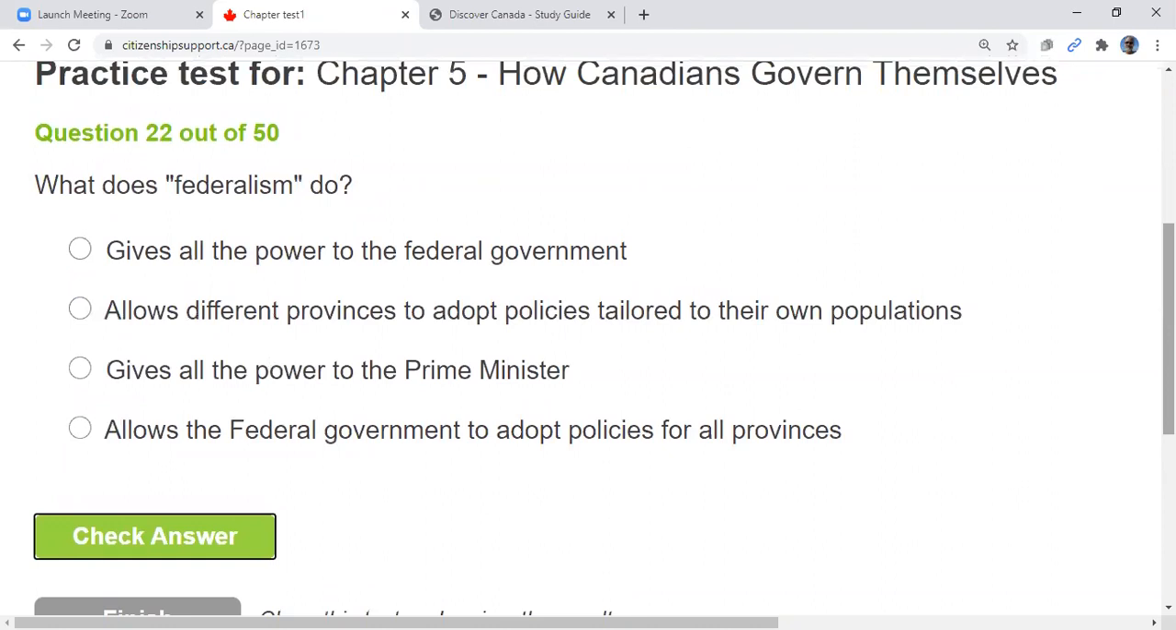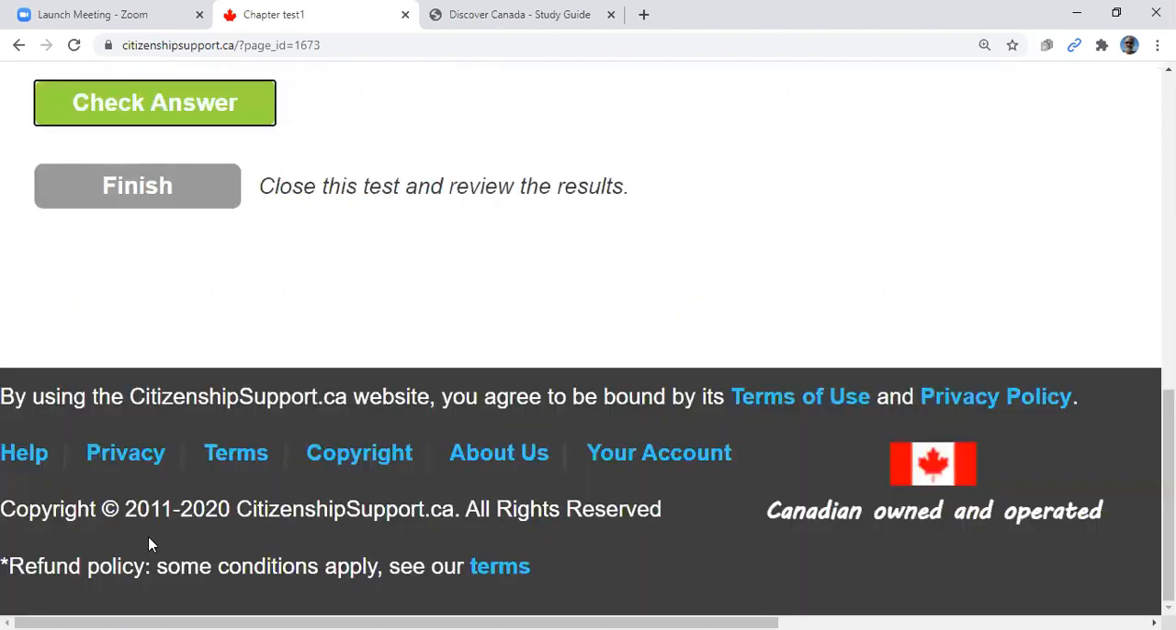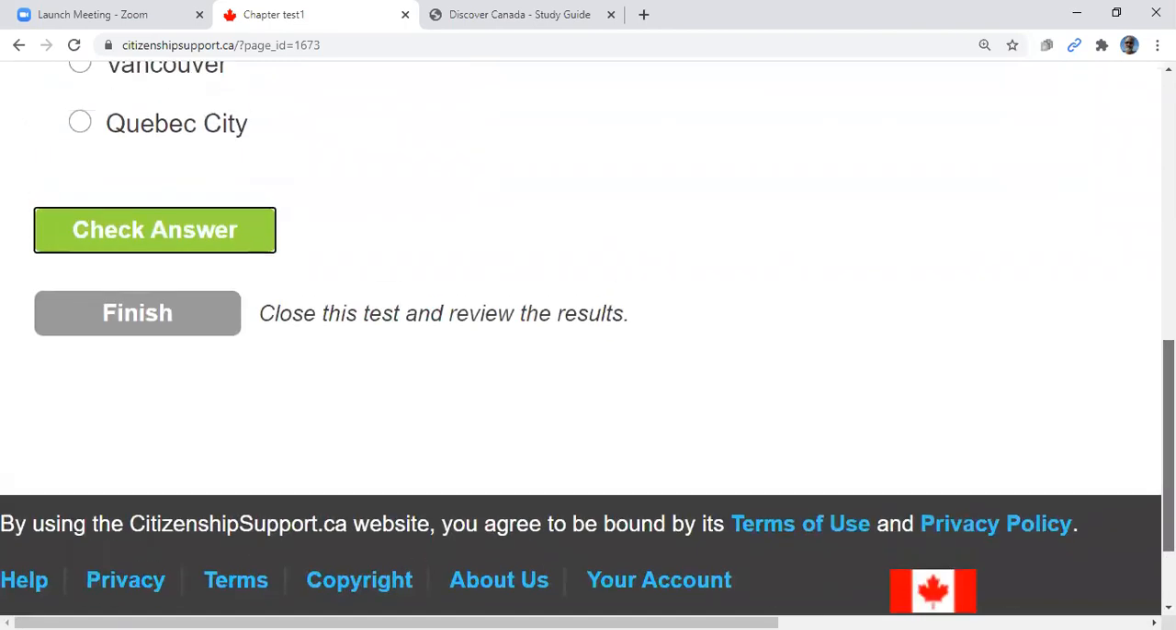What does federalism do? Number 2, different provinces adopt policy. Very good. Very good. Those are different provinces doing their own things for their populations. Good. Okay, let's see. I think we got it.